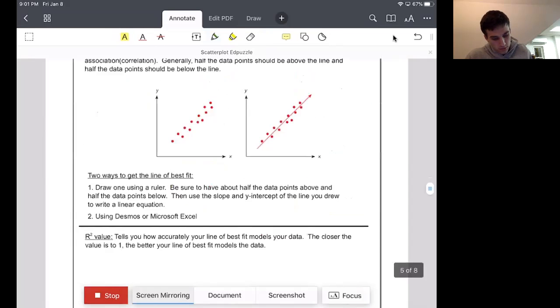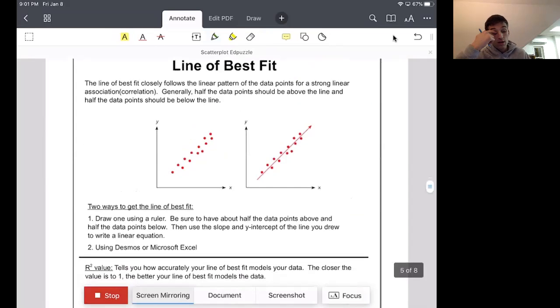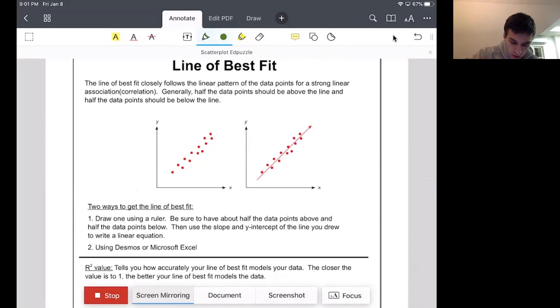Okay. So the line of best fit. The line of best fit is the line that closely follows the linear pattern of the data points. Generally, half the data points should be above the line and half of them should be below it. So the line of best fit is the line that goes through the middle of the data points.